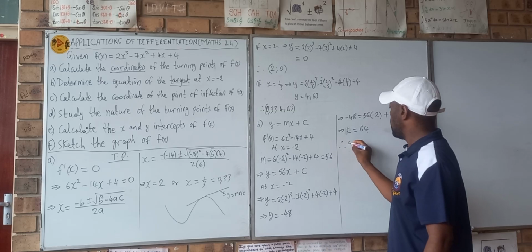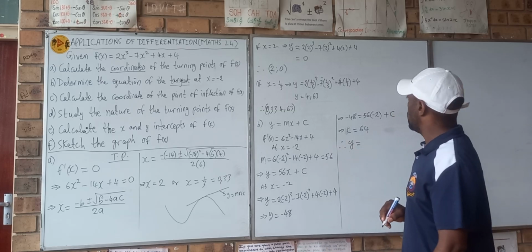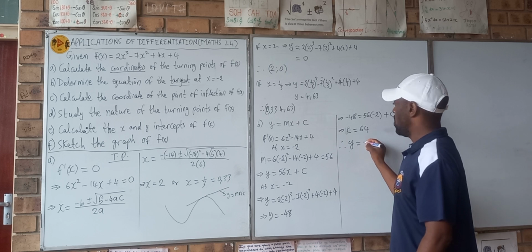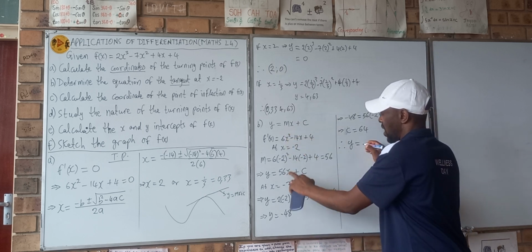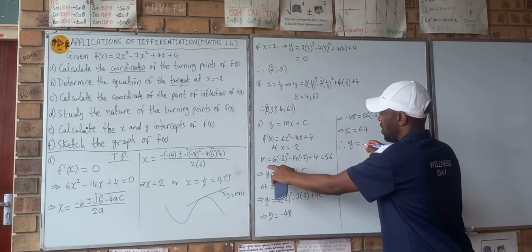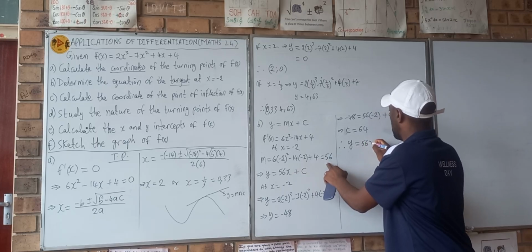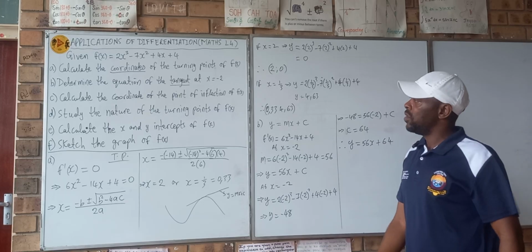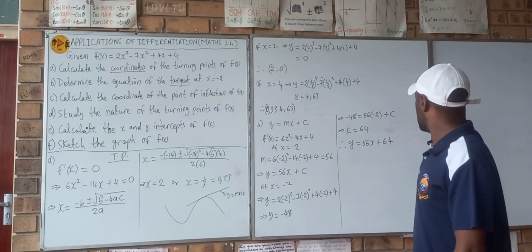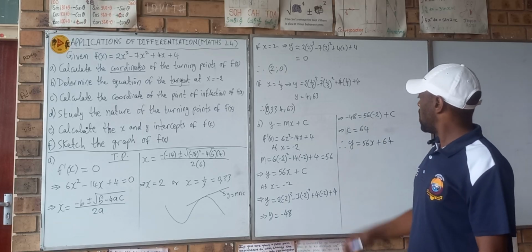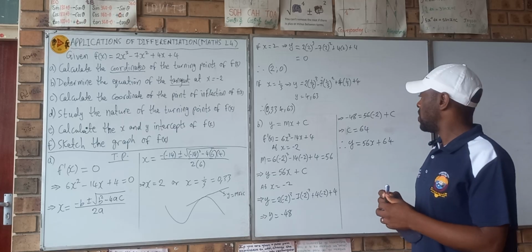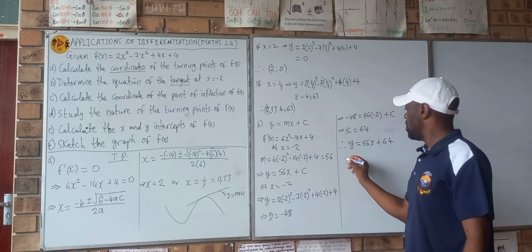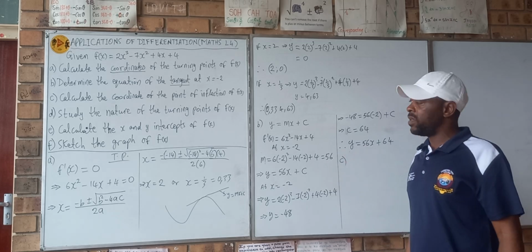So therefore, the equation of the tangent to the curve at the point x equal to negative 2 is simply y equal to m. My m, what was our m again? Our m was 56, x, then plus c, which is 64. So guys, that's how easy it is to get the equation of the tangent to the curve. So I guess we are done with the B part. We can then go to the C part.